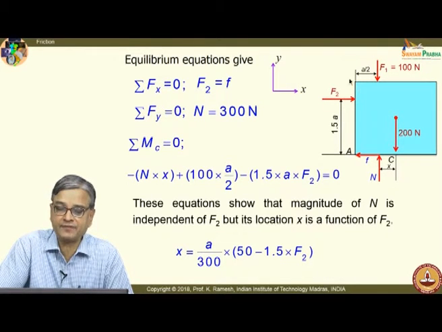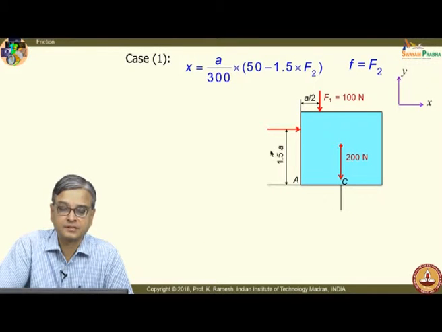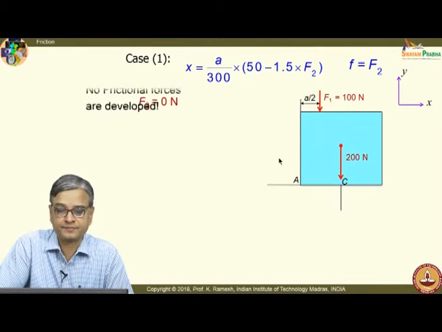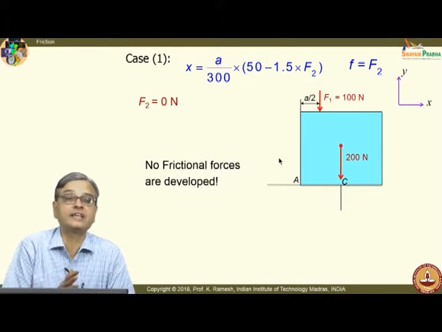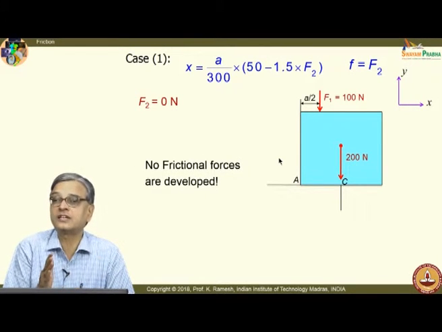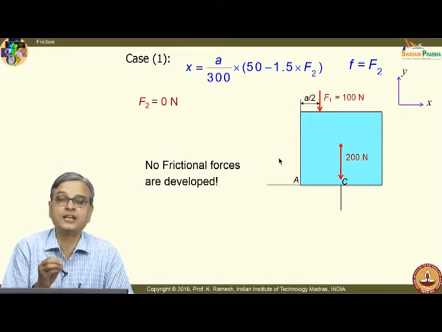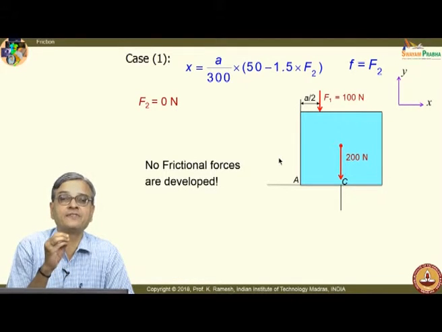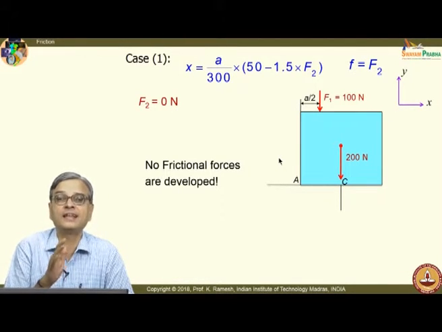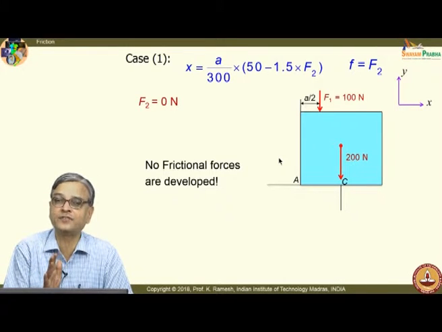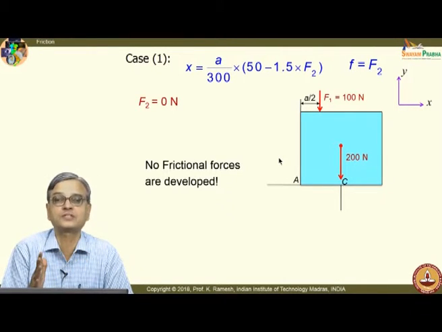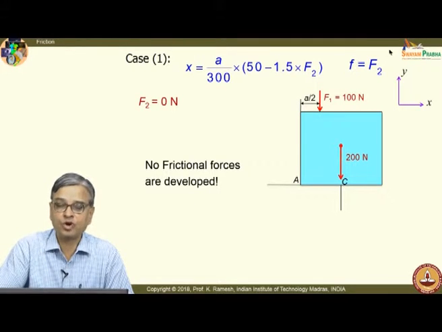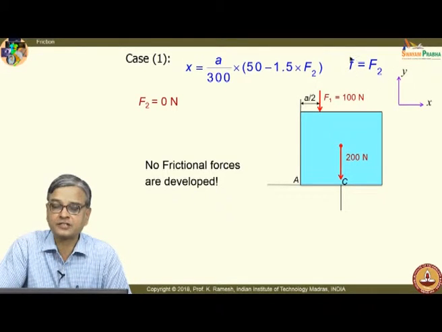Now, let us investigate when I have F2 is 0, what happens? When I have the situation F2 equal to 0, I do not have this force, and you have to recognize no frictional forces are developed. Frictional forces develop only if there is a tendency for relative motion. If there is no tendency for relative motion, no frictional forces are developed. And you also have the expression, the frictional force equal to F2.